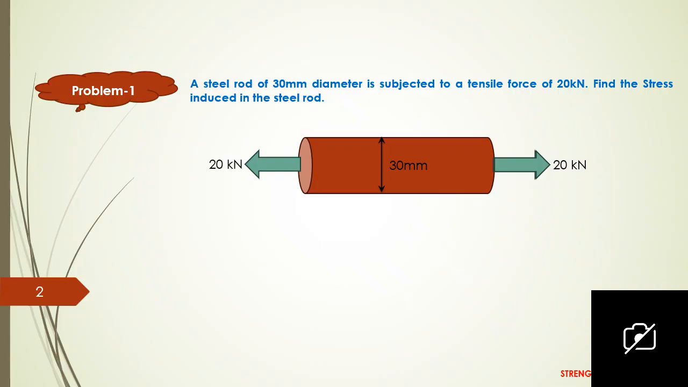Here the load is tensile force. The value is 20 kilonewton and the diameter is given as 30 millimeter. From the diameter we can find the area. So load by area will give the value of stress. This is a very simple problem. You can solve on your own.